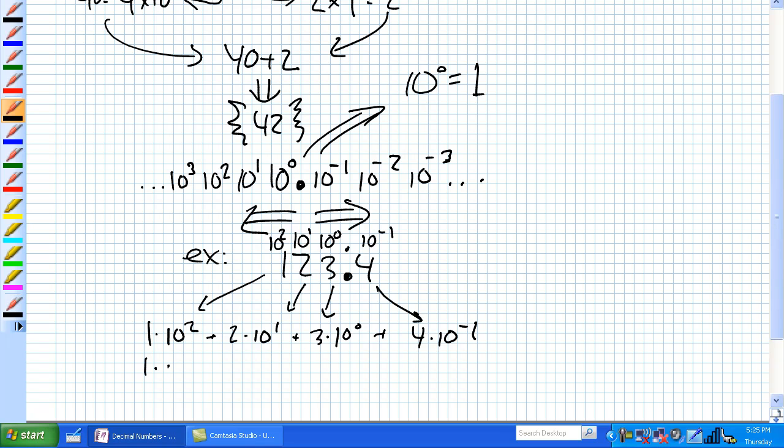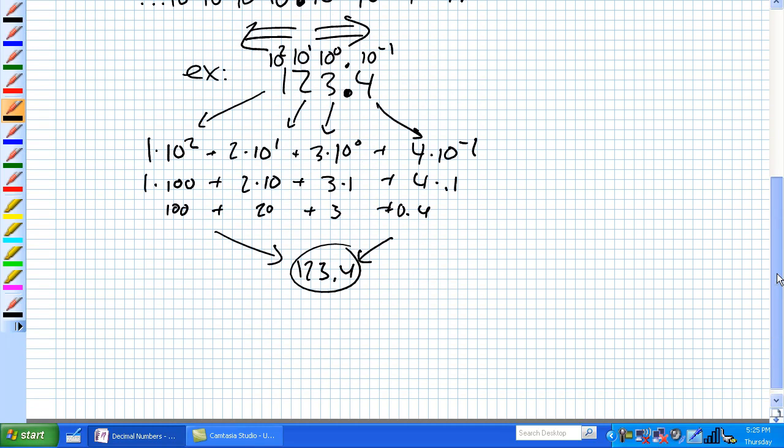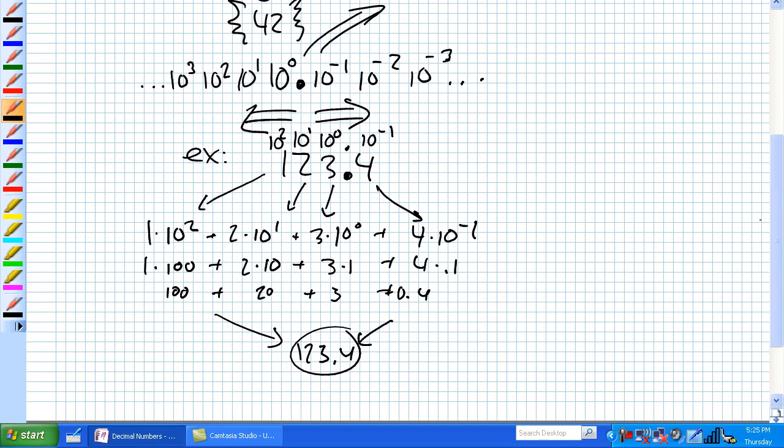Now, let's make this even simpler. 1 times 100 plus 2 times 10 plus 3 times 1 plus 4 times 0.1. What do we get? 100 plus 20 plus 3 plus 0.4. Put a 0 there. Add them up. 123.4. Ta-da! Oh my gosh. It's equal to 123.4. So again, the position is indicative of the weight.